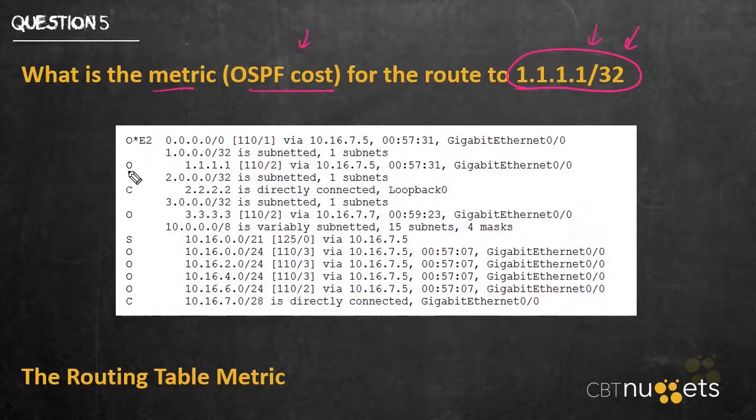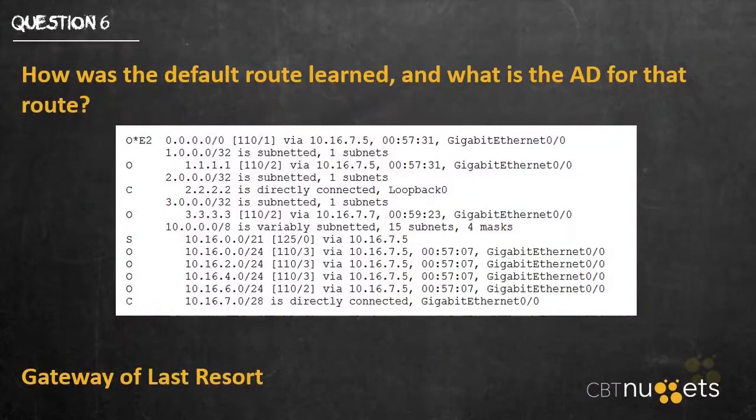So in the routing table, we find the route. There it is. And the cost is this number right here. So it's the administrative distance first, followed by the cost. So the cost would be a cost of 2 for that route. And question number 6. How was the default route learned? And what is the AD for that route based on this output of the show IP route command?